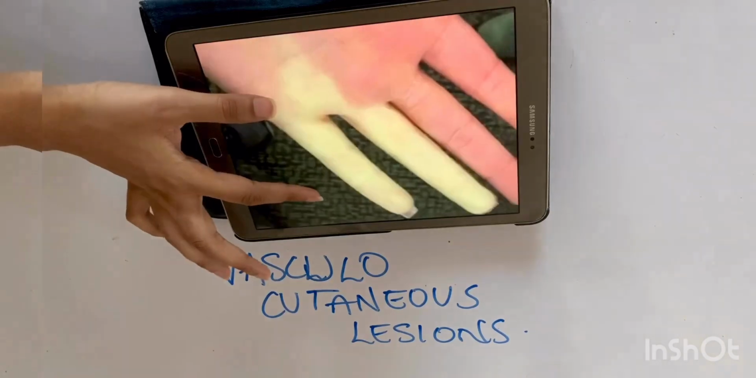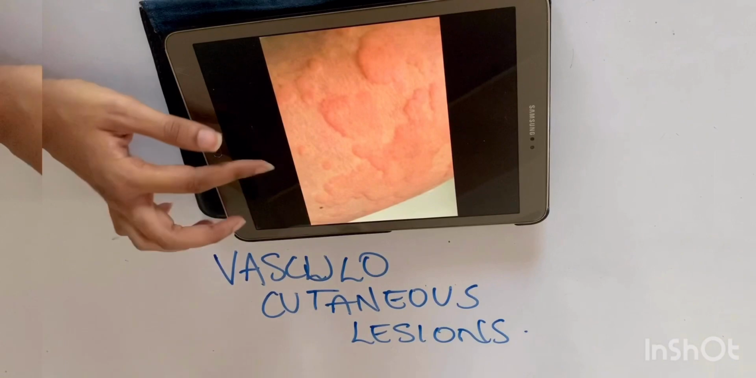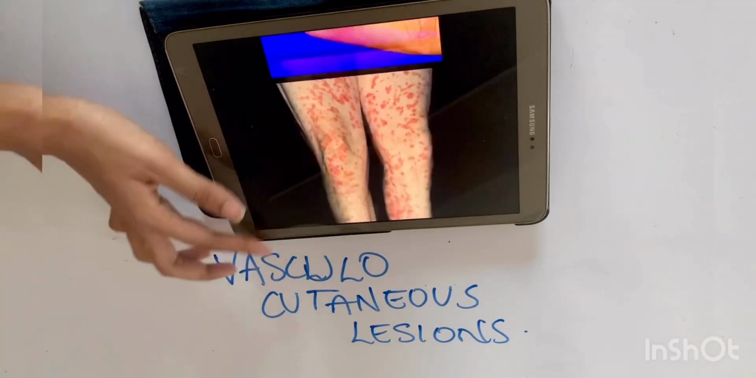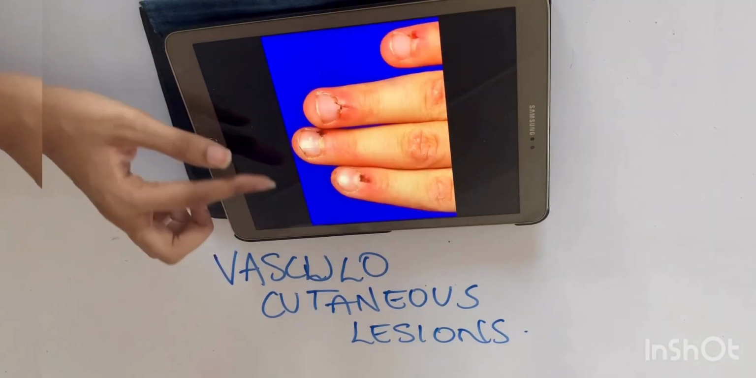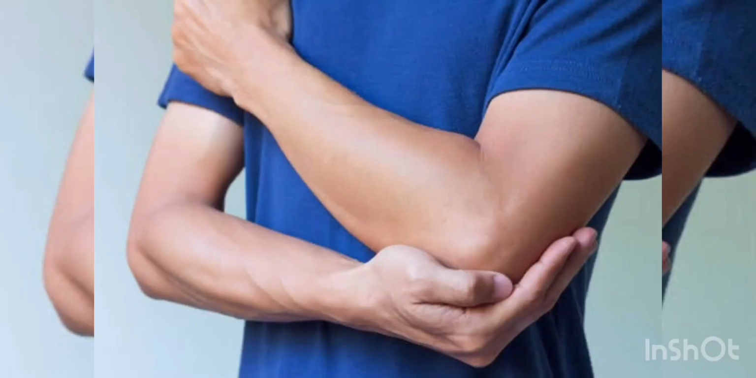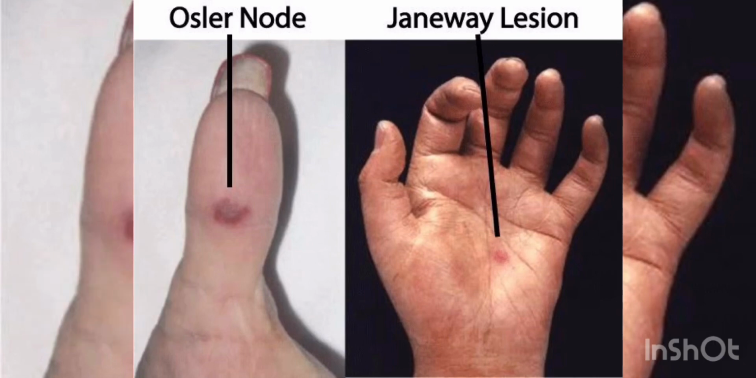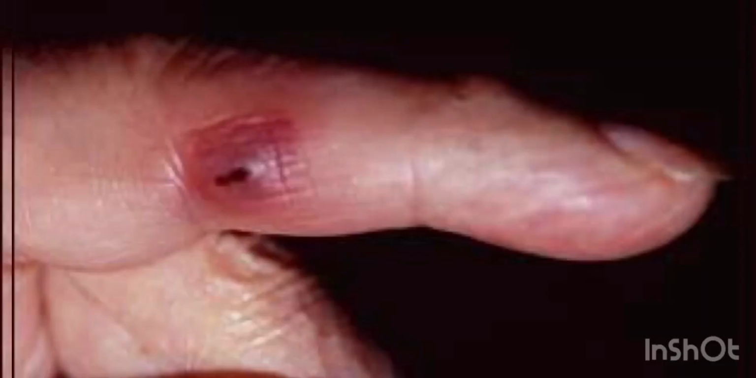Vascular cutaneous lesions. These include Raynaud's phenomenon, urticaria, palpable purpura, nail fold lesions, and splinter hemorrhages. Here, everything needs to be remembered for diagnosis. Elbow is the commonest site of cutaneous vasculitis. Lesions may also occur in the palms. These resemble Osler's nodes and Janeway's lesions. Osler's nodes are painful red raised lesions and Janeway's lesions are rare and non-tender, which are very small.